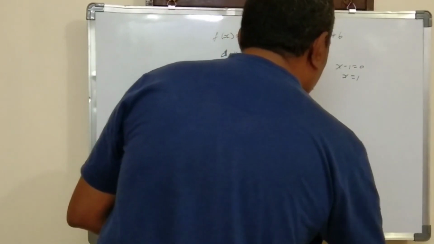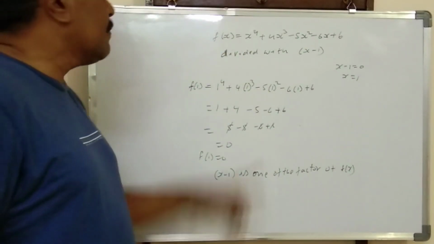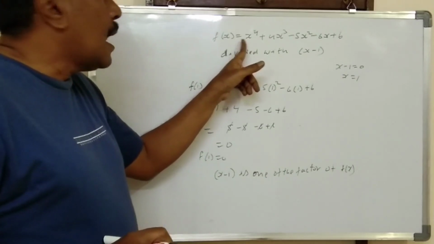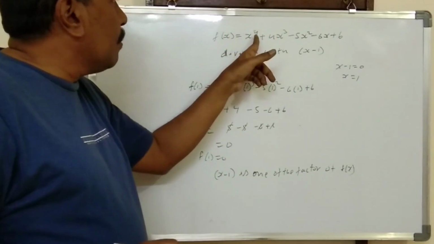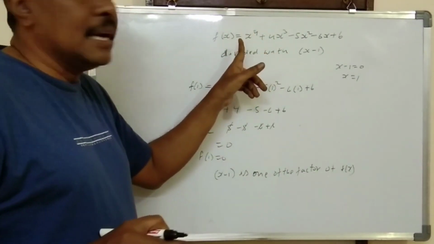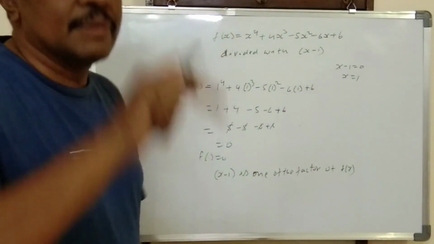You may get a doubt: f(x) contains how many factors? f(x) contains at most as many factors as the degree it possesses. What is the degree of this polynomial? The degree of this polynomial is 4. So it contains at most 4 factors. So x minus 1 is one of the factors.